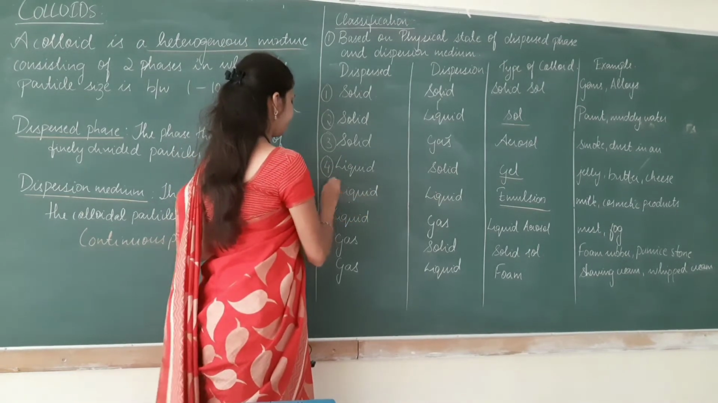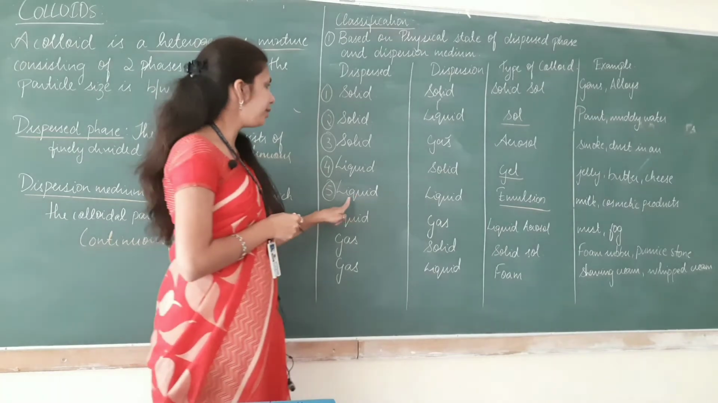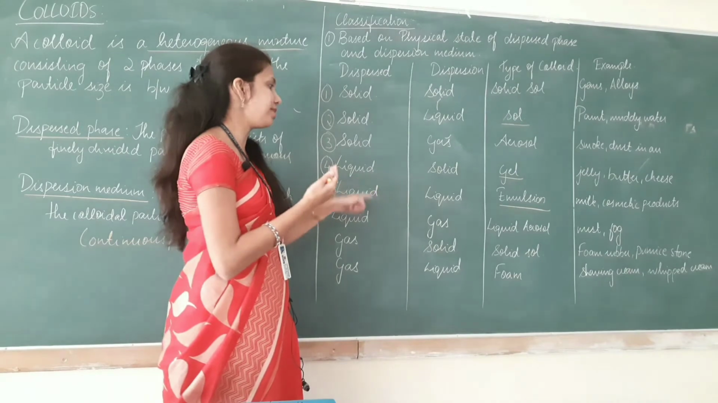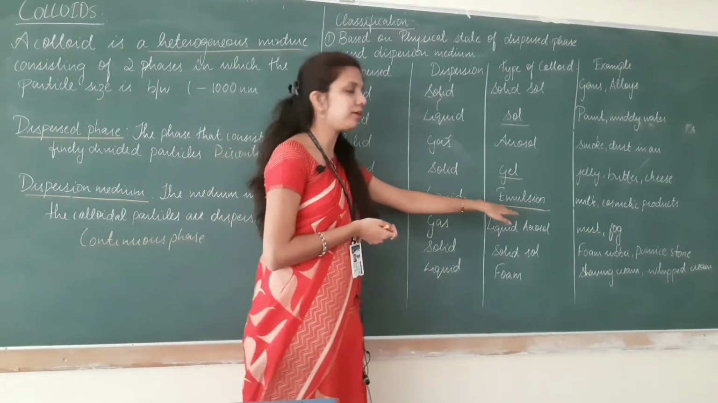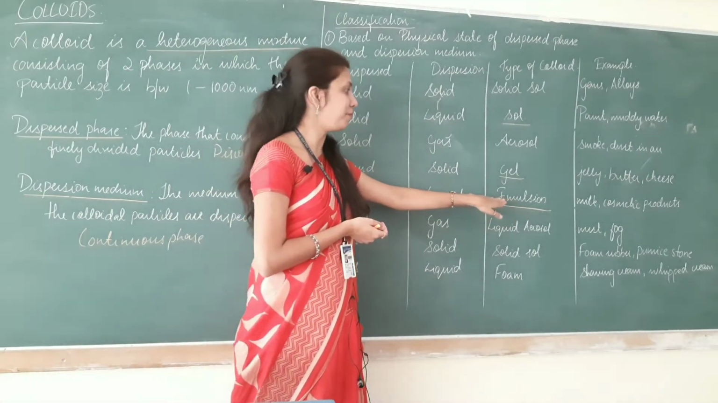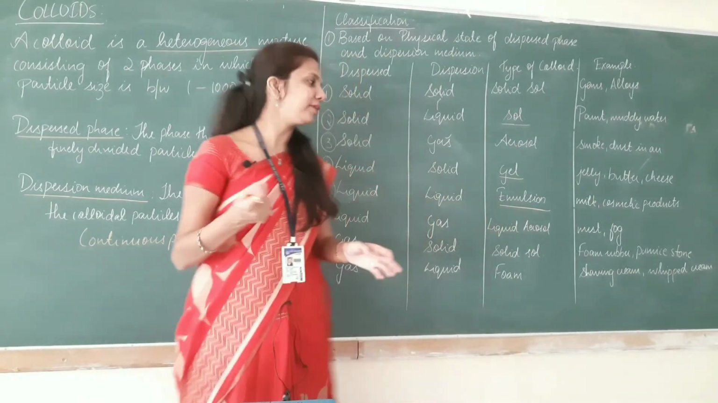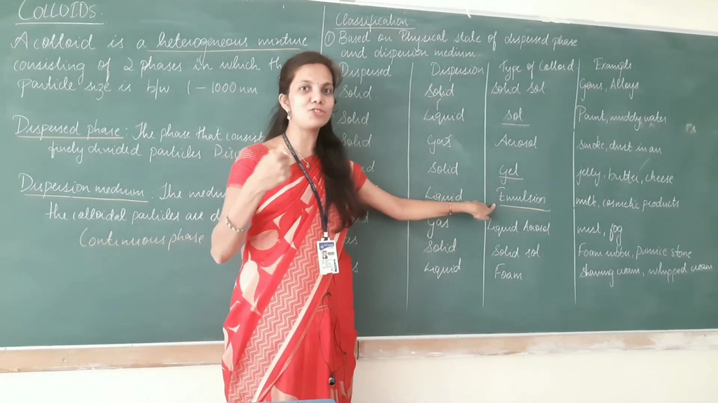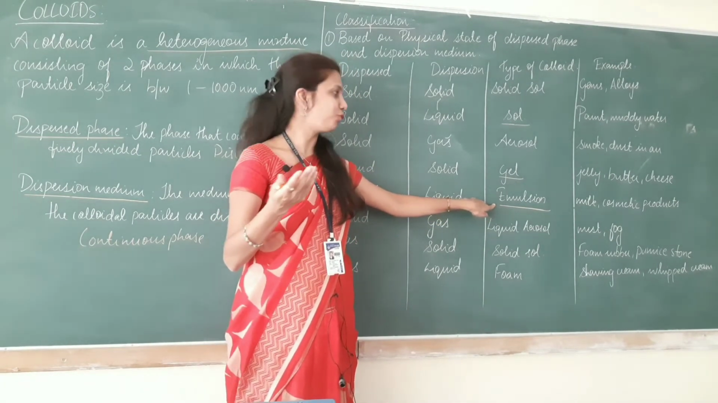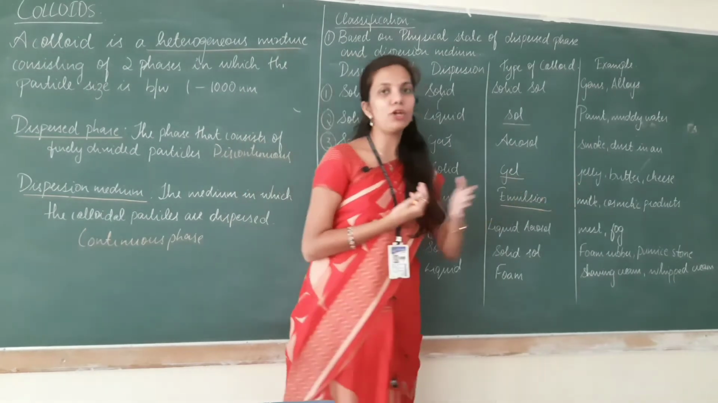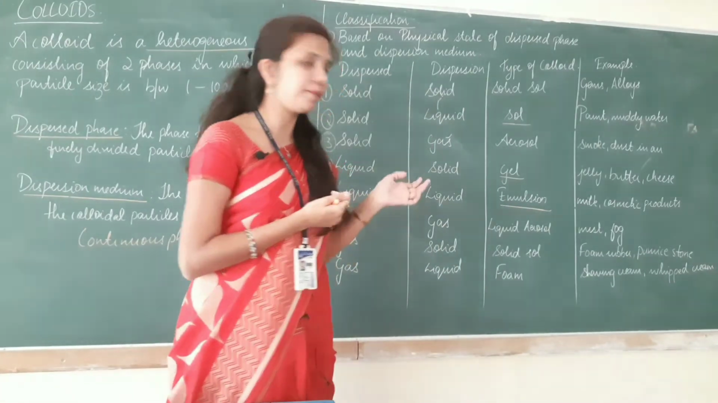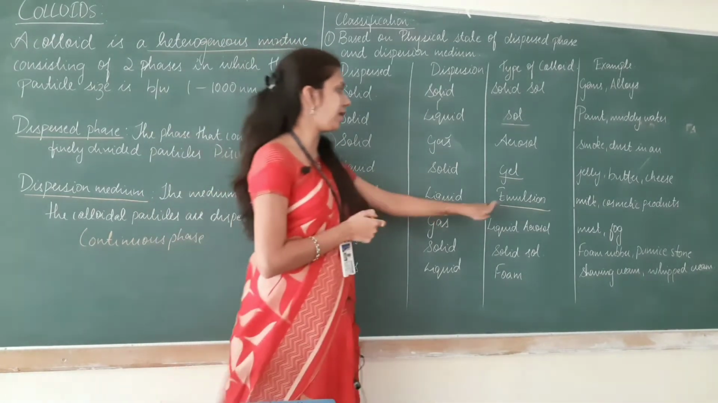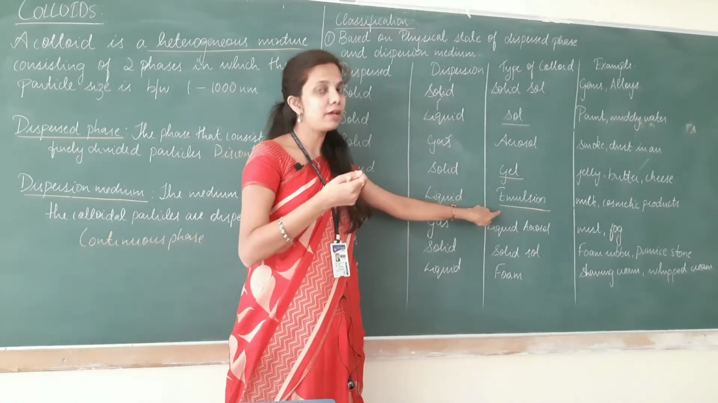The fifth one could be a liquid as my dispersed phase and liquid as a dispersion medium, that is liquid in liquid, and we get a type of colloid called an emulsion. One very common example that I can tell you when I remember emulsion is mayonnaise, which we all use during our food. Some other examples could be your milk. Also cosmetic products like creams and shampoos are the type of colloid which come under emulsions.